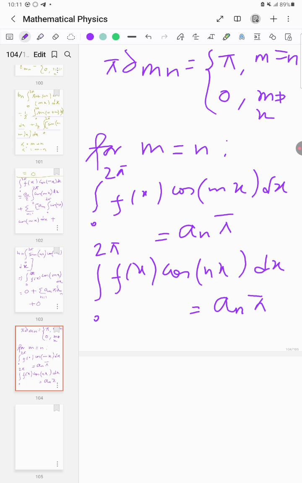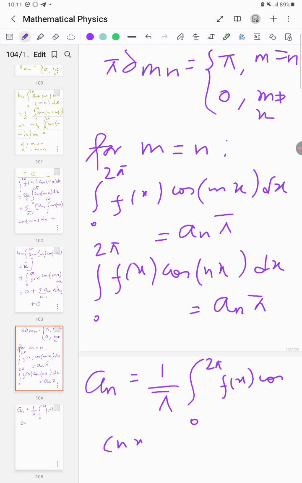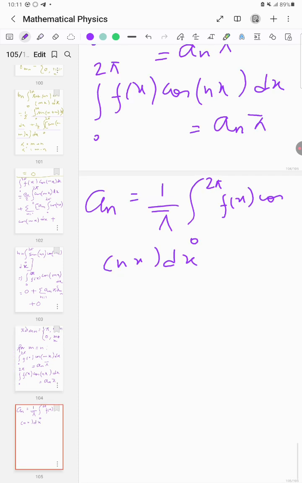So what does this give? This gives us that an is equals to 1 by pi integration 0 to 2 pi f of x cos nx dx, right? So this is what our an is. And similarly, I'm not doing the calculation because the calculation is exactly same as the calculation of an.